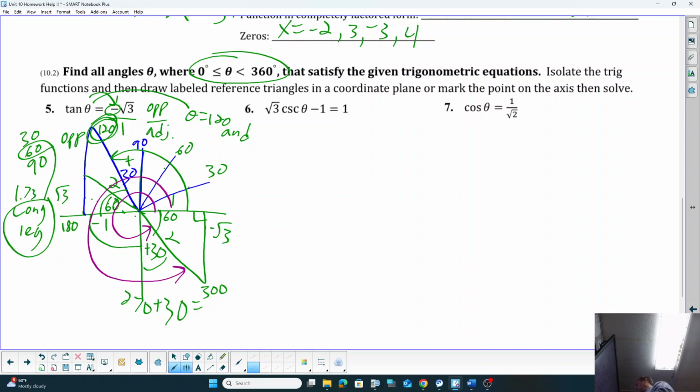All the way around to this angle, which is 300 degrees. Nice. Those are our two answers. Do you remember how to do these? Okay, you try. Try number 6 now.